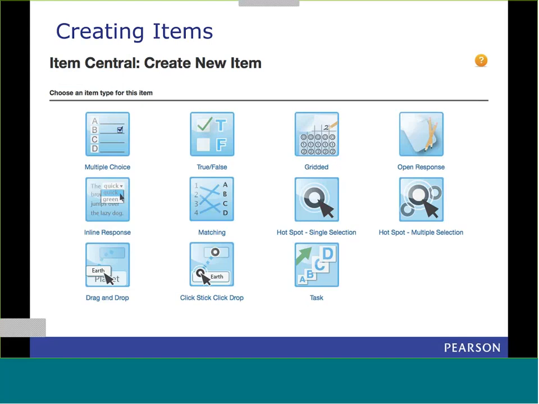So when you go into the system, you have the ability to create several different item types. Now I'll talk a little bit more about this when we go live, but you can see from this screen that we have multiple choice, true, false, gridded, open response, and then we have some technology enhanced items. That's where you'd find the hotspots, the drag and drops. So when you're using different types of items, you'll want to be sure how you can administer them. If you're doing a paper and pencil test, then you'll want to stick with the first 6 item types. If it's online, then you can use all the item types.